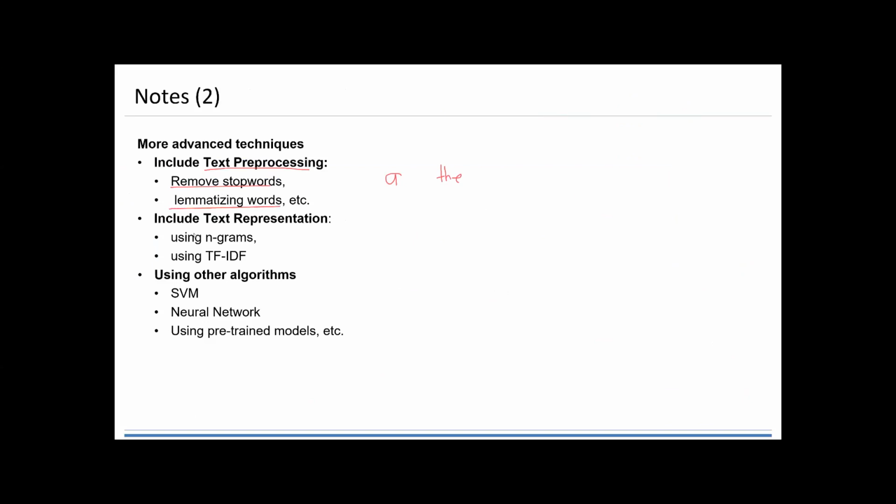And you can look at the text representation. We are just using bigrams, but you can use n-grams, trigrams, and so on. Or you can use unigrams, or you can use TF-IDF to generate the text representation. And you can also use other algorithms, for example SVM or neural networks, or some pre-trained model, etc.